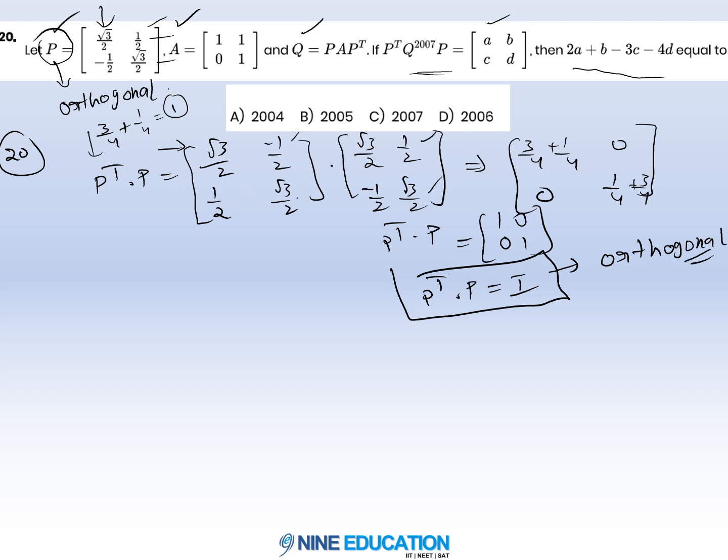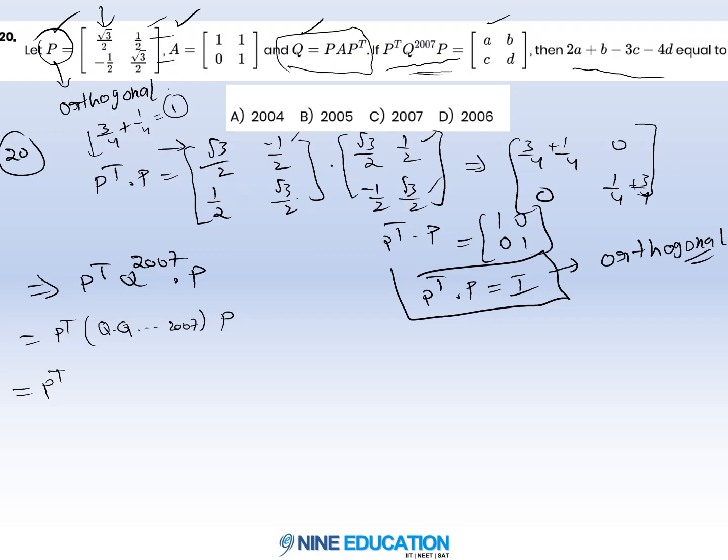Okay. We need to find this expression here: P transpose into Q power 2007 into P. So P transpose into Q power 2007 can be written as Q into Q, so on 2007 times, into P. Q is defined as P A P transpose, right? So substitute here, it will be P A P transpose into P A P transpose, so on. How many times will we write? 2007 brackets, and P will be there.